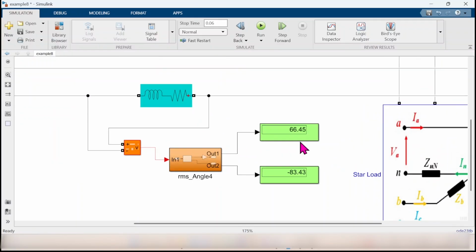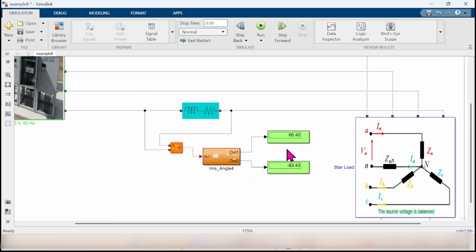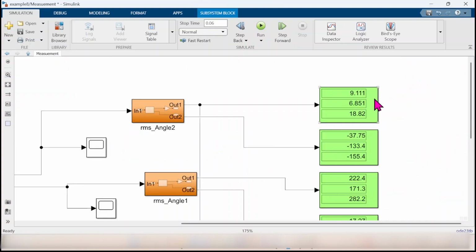So the neutral voltage is 66.5 angle minus 83.4, which matches 100% the calculated one. What about the currents? Let's click here. So the currents are 9.1 ampere with angle minus 37.75, and the phase B is 6.85 angle minus 133.4. Phase C is 18.82 angle minus 55.4, which matches 100% the calculated one.